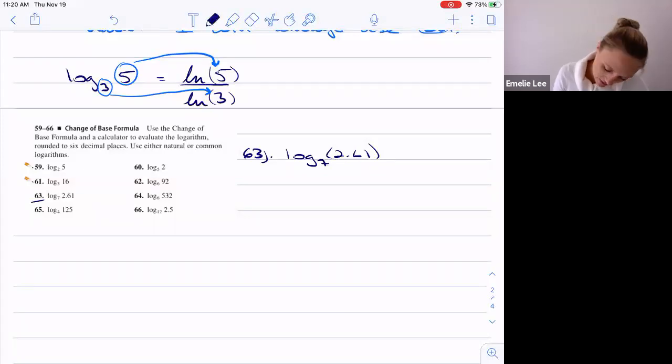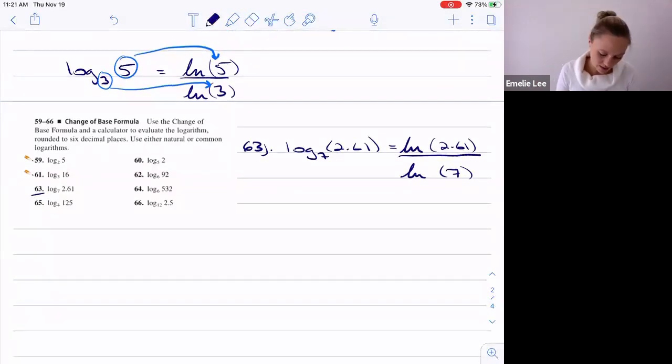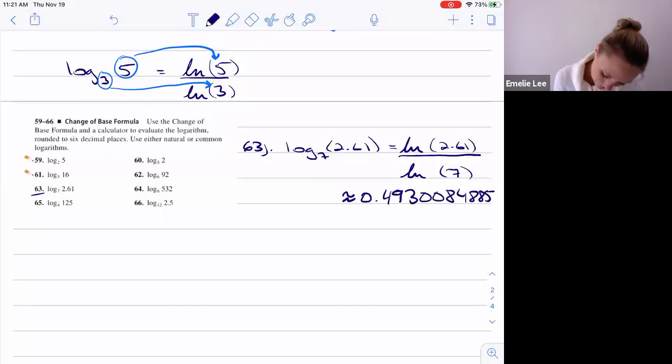But all we do is we write this as the natural log of 2.61 divided by the natural log of 7, right? Those I can use on my calculator, and you should find that you get the ln of 2.61 divided by the ln of 7. I get an approximation of 0.4930084885. So this would be our exact answer. This would be our approximate answer, right? So even though the exact answer looks a little bit nasty with the LNs, this is only an approximate answer.